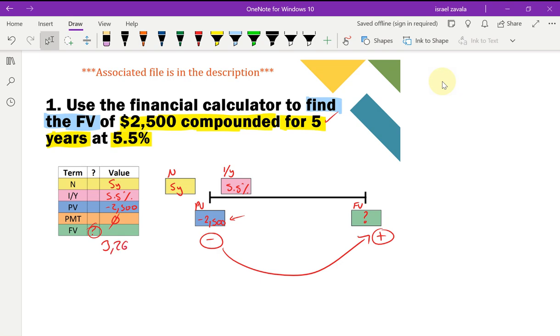3,267 and 40 cents. Okay. So again, what does that number mean, right? That number is what we would get back after we've invested $2,500 for 5 years at 5.5%. That's what this number means, okay? Great, so you've completed your first question. Congratulations. Let's move on to the next one.